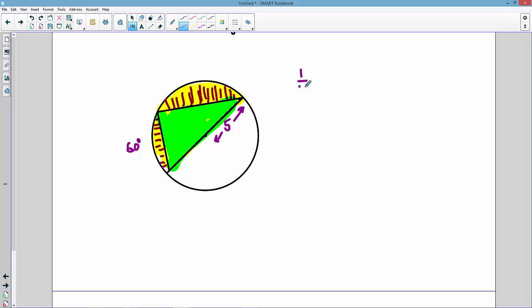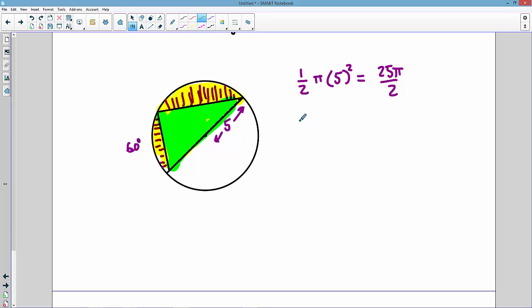It's just half of pi r squared. They gave me the radius to be 5. So that's half of 25 pi. So that's 25 pi over 2. Okay? Now the triangle.